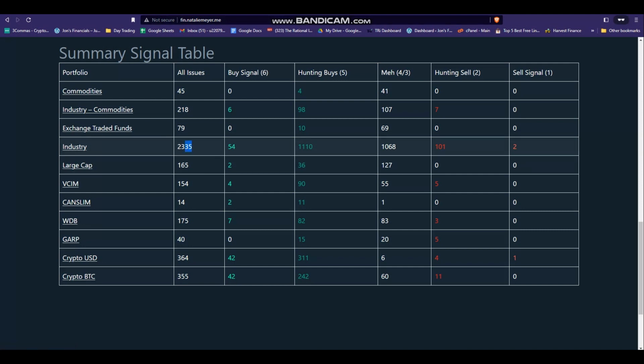You've got over 2,000 tickers that I was looking at. The large cap ones, looking at the S&P 500, NASDAQ, that sort of thing. Then here are the different FA screeners: the VSIM, CanSlim, WDB, and GARP. And then I've also included crypto in USD-based currency, and also in Bitcoin.